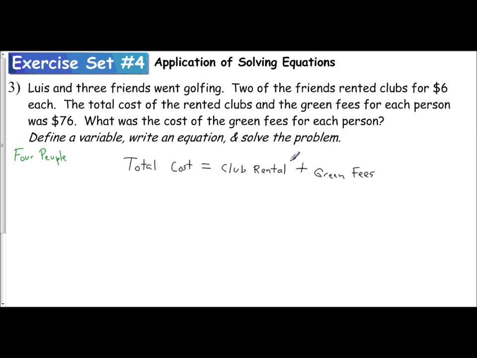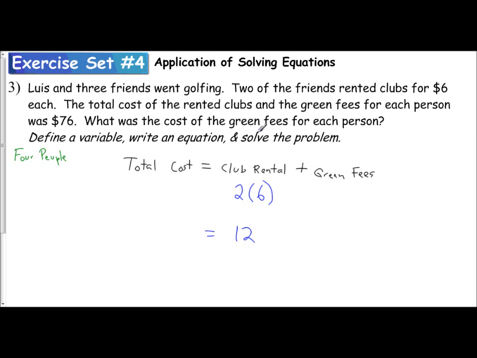Well, the only people that rented clubs were 2 of the friends. So 2 people spent $6 each. And so the club rental would be, okay, it costs $6 each for 2 people, so 2 times 6. It would be 12. And that's where reading the sentence, if you read it very quickly, the total cost of rented clubs and green fees for each person, you may think that means each person rents clubs, but you're told in the sentence above, only 2 people rented clubs. So the rest is the green fees.